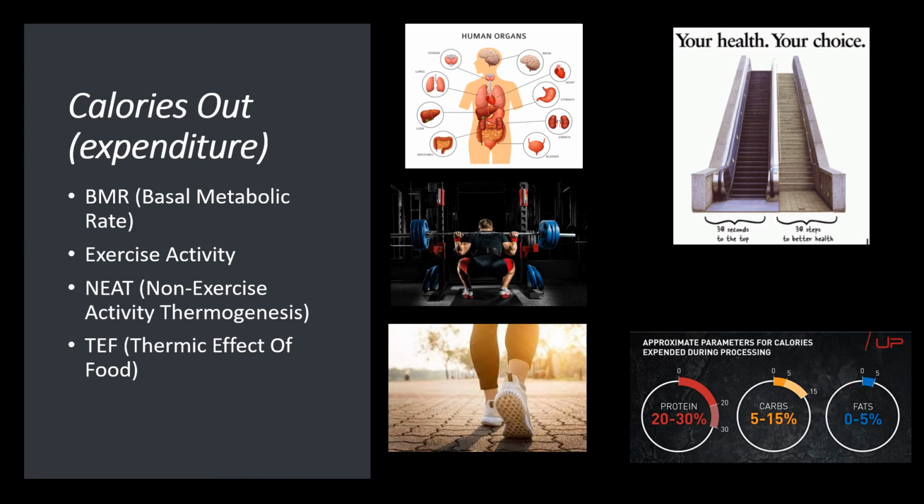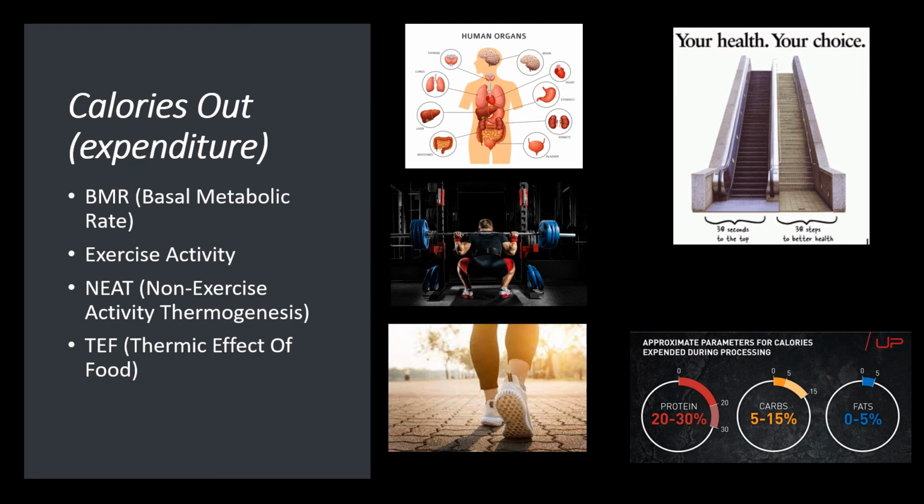What also should be popped in here too is high fiber diets. It's something similar to protein, with a 20 to 30% caloric burning effect, which is far higher than carbs and fats. Now, thermic effect of food is a very minor thing. It makes up about 10% of your total calorie expenditure. Your NEAT can make up 20 to 30%. Exercise activity, something similar.